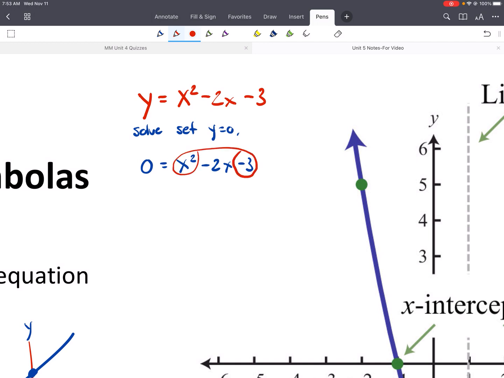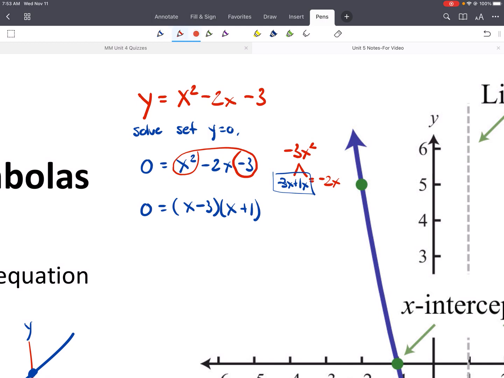I'm going to do factoring, so we'd need two numbers that multiply to give negative 3x squared and add up to give us a negative 2x. So perhaps something like negative 3x plus 1x would make that work. Since a is 1, we can write our solutions really quickly. We'd use the shortcut. We'd do x minus 3 and x plus 1. If you don't remember how to solve using factoring, you may want to refer to previous videos.